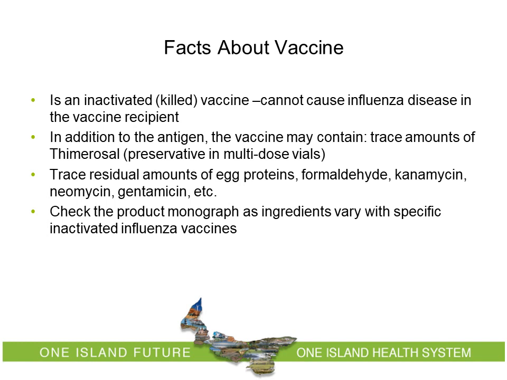The vaccine is an inactivated or a killed vaccine. It cannot cause influenza disease in the vaccine recipient. In addition to the antigen, the vaccine may contain trace amounts of thimerosal, which is a preservative contained in the multi-dose vials. There are trace residual amounts of egg proteins, formaldehyde, kanamycin, neomycin, and gentamicin. Check the product monograph as ingredients vary with specific inactivated influenza vaccines.